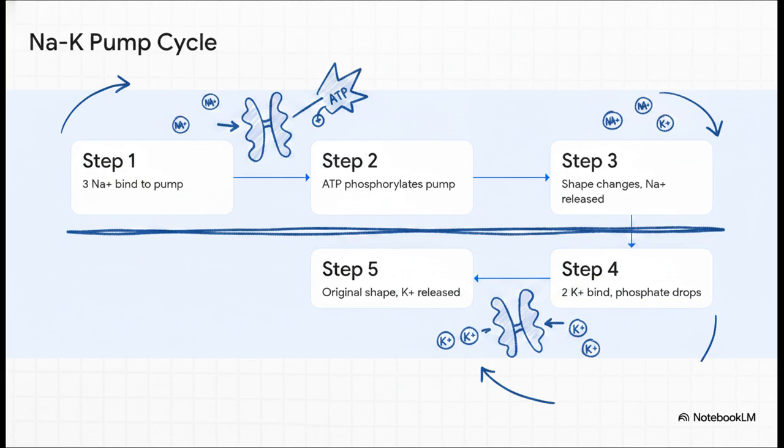Finally, step 5, without that phosphate, the pump snaps right back to its original shape, dropping the 2 potassium ions inside. And then, the whole cycle repeats.